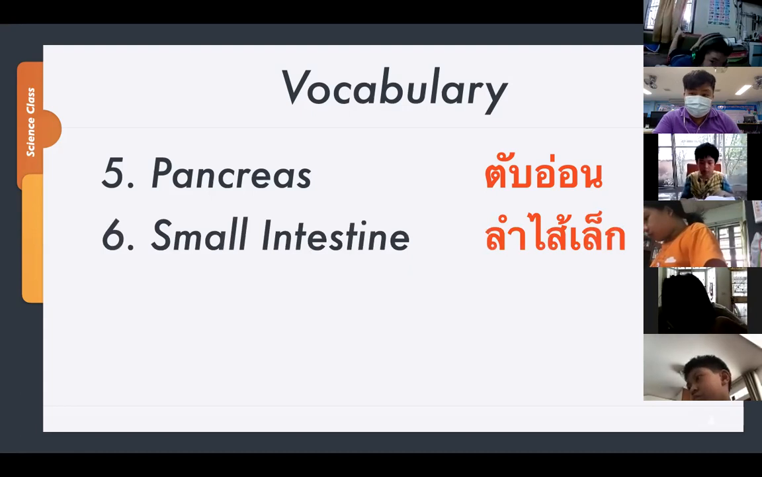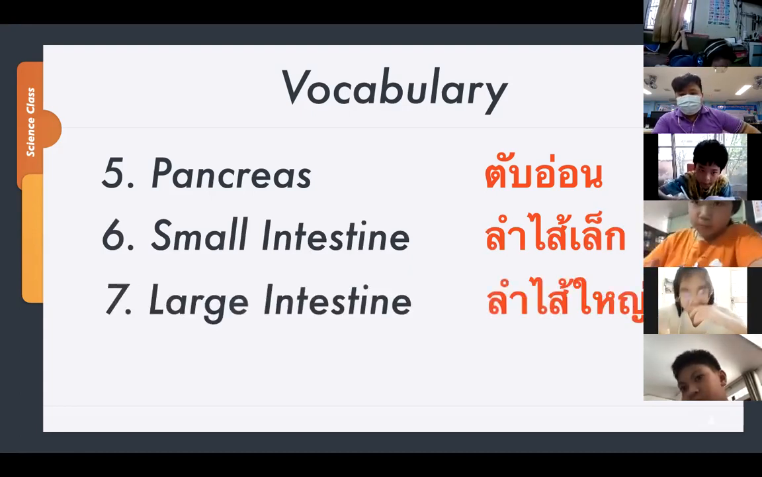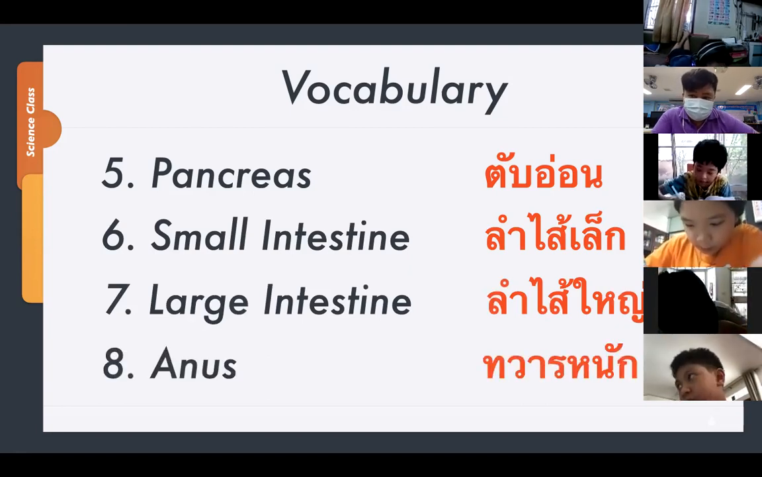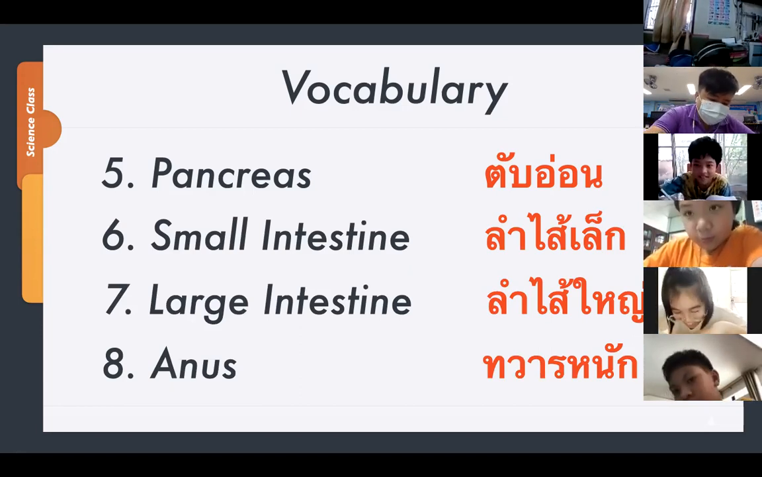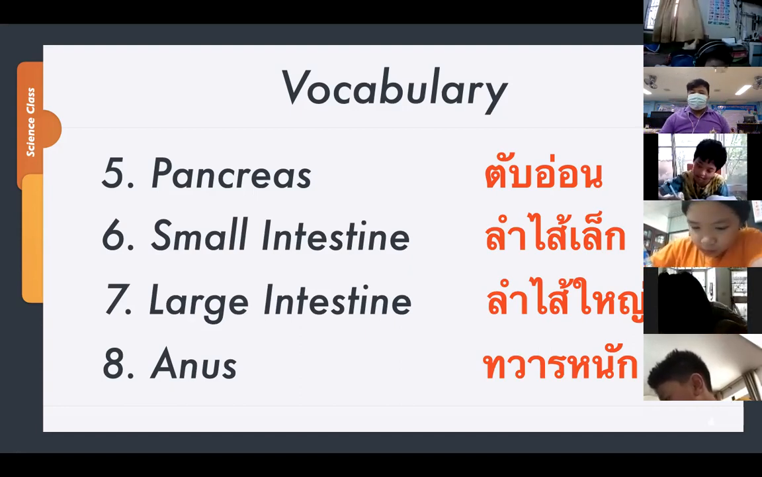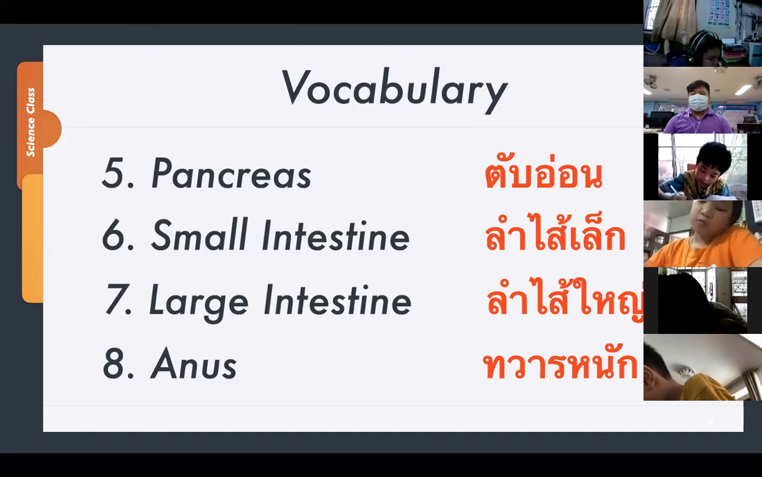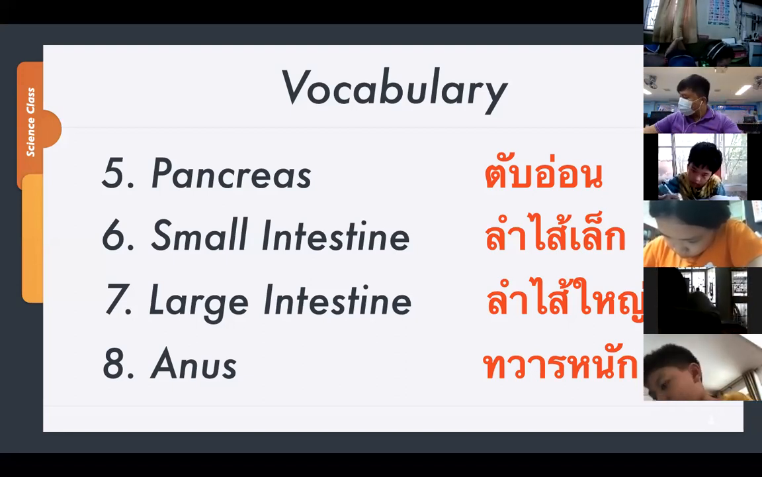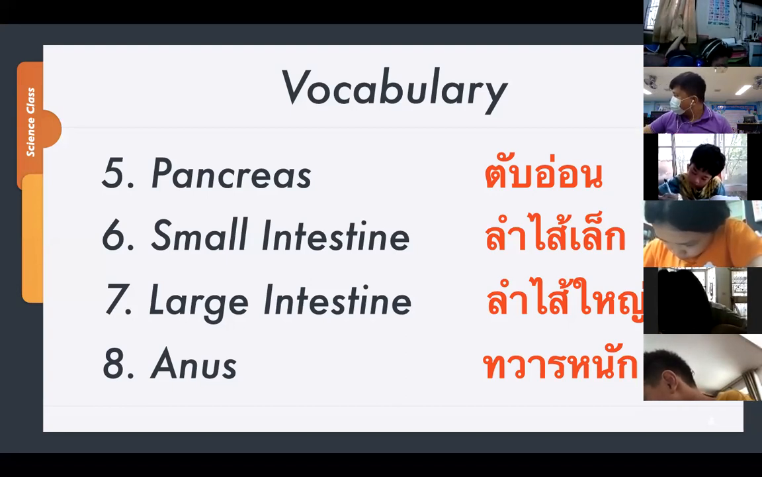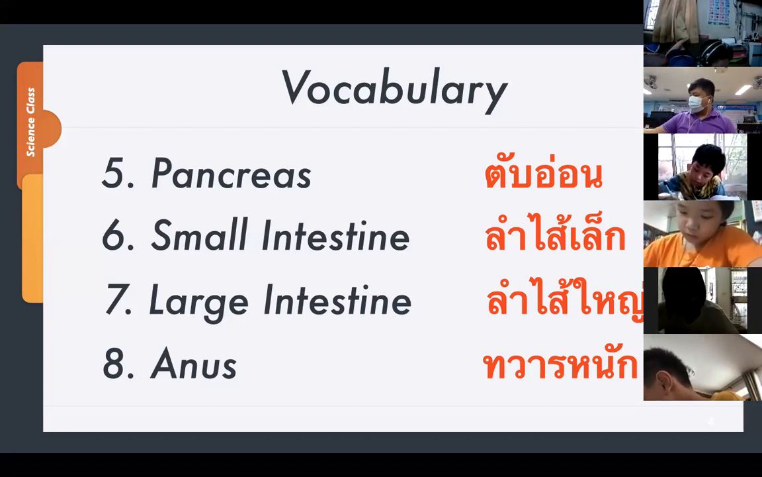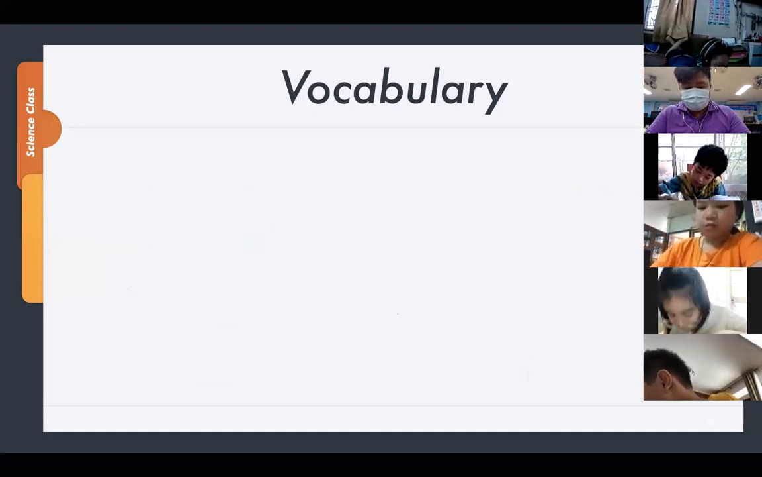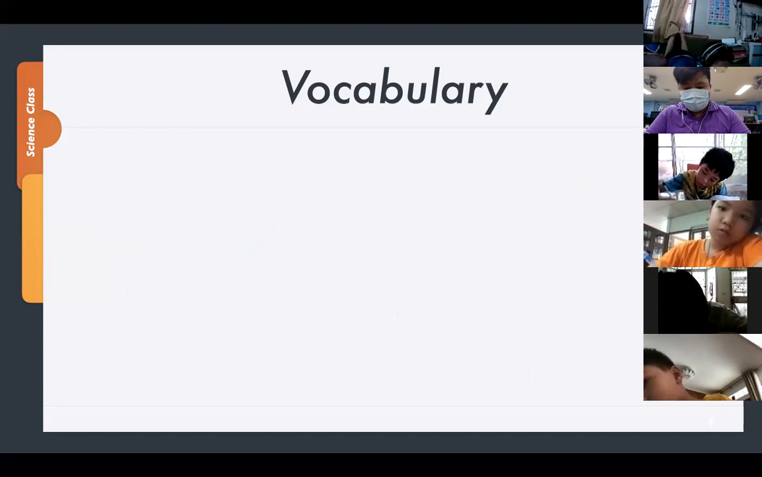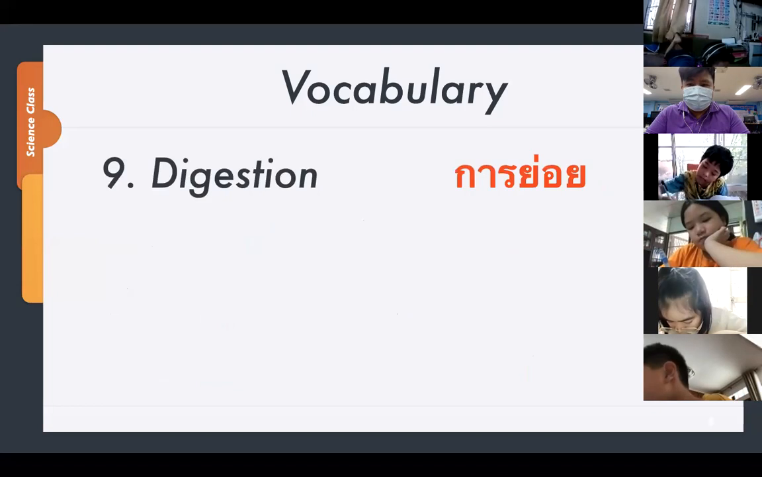Number 6, we have small intestine. Number 7, large intestine. Number 8, favorite of Bahas, anus. Number 9, digestion. And number 10, nutrients.